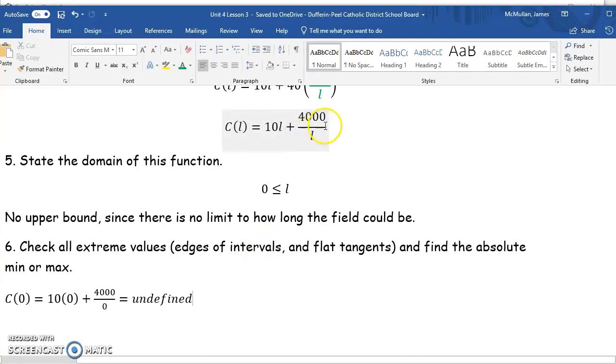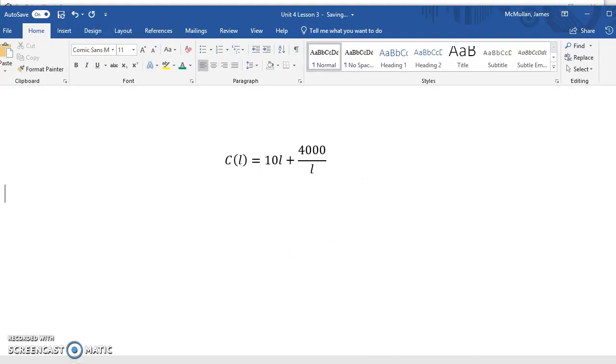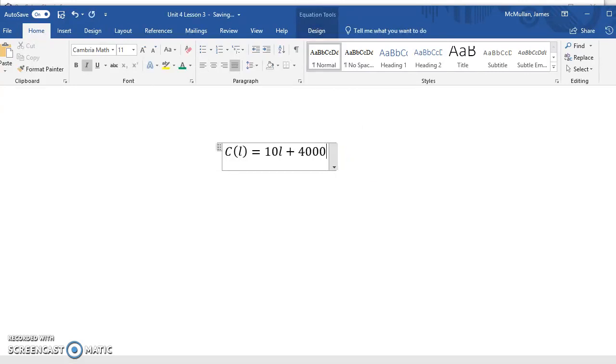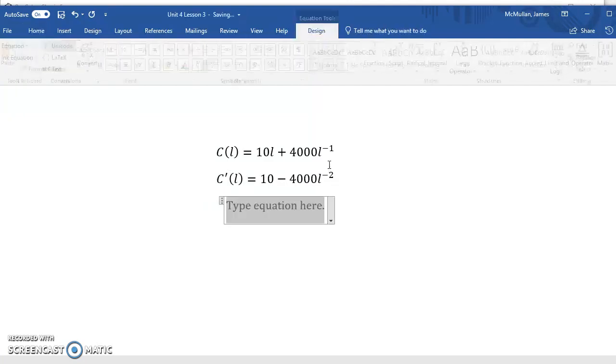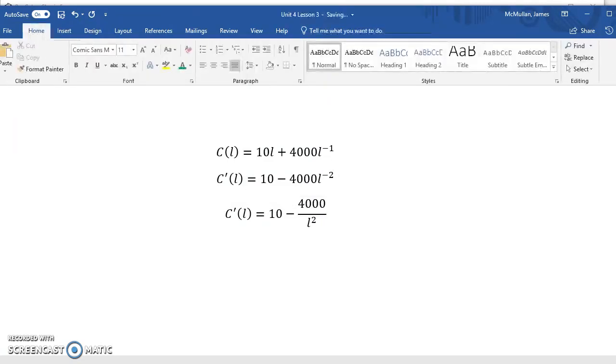So let's take our equation, which is up here, and we'll just get to a new page here and start taking the derivative. So again, it might make sense to just rewrite this as 4,000 L to the power of negative 1 so that we can easily use the power rule. C prime of L is then equal to 10 minus 4,000 times L to the negative 2. And an easy way of writing that is C prime of L equals 10 minus 4,000 over L squared.